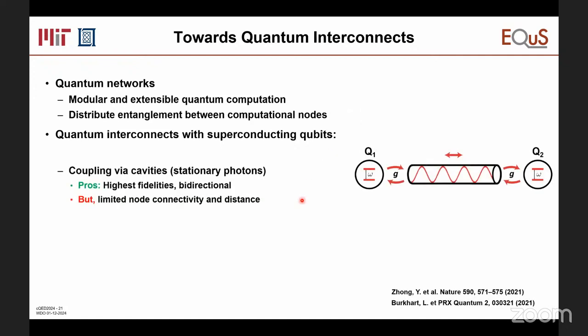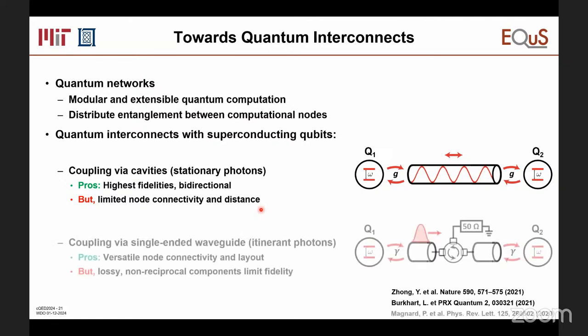And this has been done in different contexts. We certainly weren't the first. One is just to couple qubits to a cavity. And this actually works really well. It's high fidelity, it's bidirectional. But we're limited in the amount of connectivity we can have. How many qubits can I really couple to that waveguide? And also the distance, right? As we make the waveguide longer and longer, the free spectral range changes, the modes get closer together, and the fundamental gets lower and lower, and maybe even lower than temperature. So there's a number of issues with that approach.